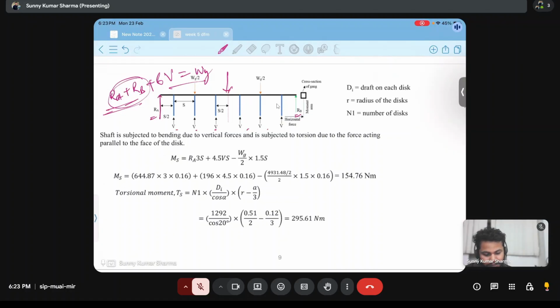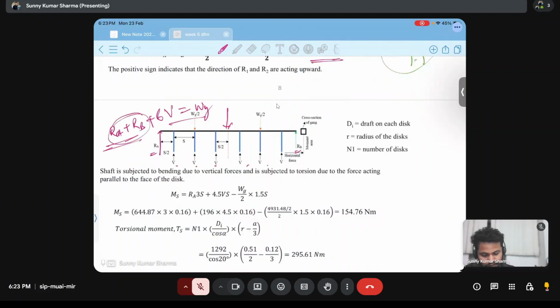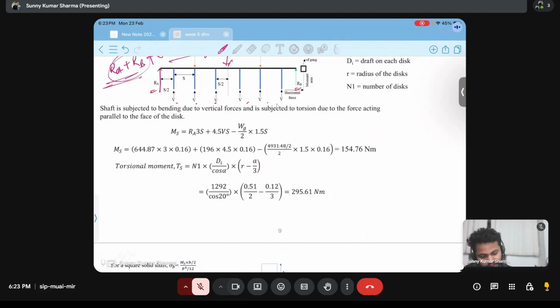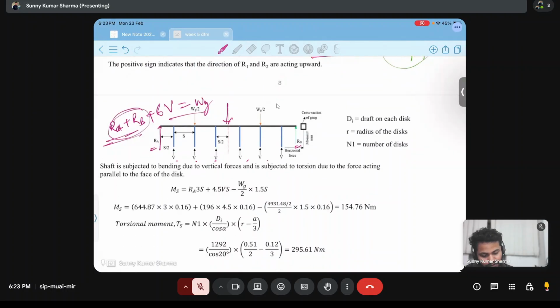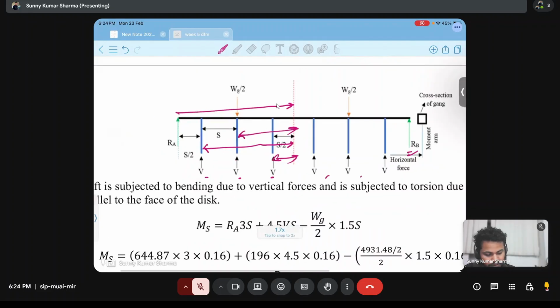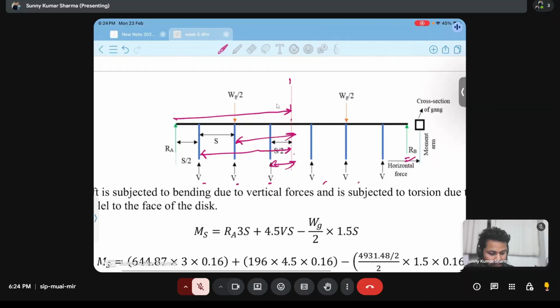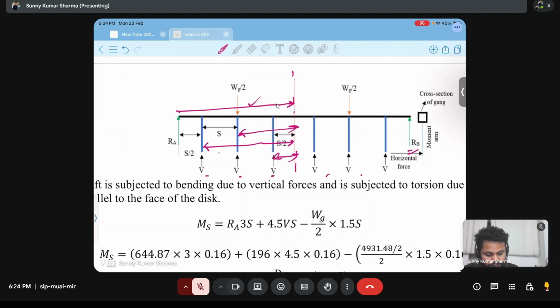Now the shaft is subjected to bending. What will be the bending moment? This was just the normal reaction force. The bending moment will be RA into this moment arm, then V into this distance, then this V into this distance, and this V into this distance. So for this cross section, the bending moment will be RA into this, then V into this, then this V into this, this V into this, and this WG by 2 into this distance.